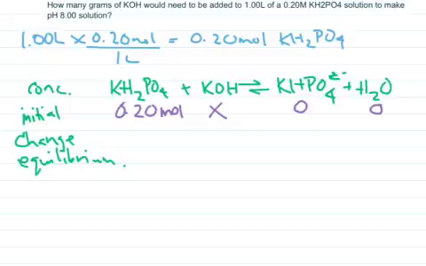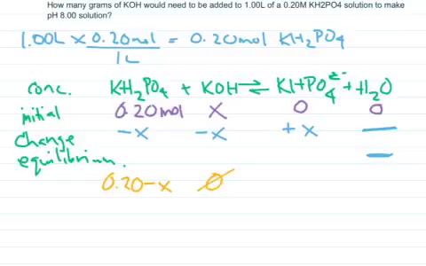Now the change. What happens is we break up the KH2PO4 and the KOH to actually form KHPO4 2-. And we know water does not really form because we don't include it in our Ka equilibrium constant. So water, we know, becomes nothing. So let's bring everything down. What happens at equilibrium? We get 0.20 minus x. Our KOH is x minus x, so it's 0. And our KHPO4 2- gives us a plus x. And we know water is nothing.